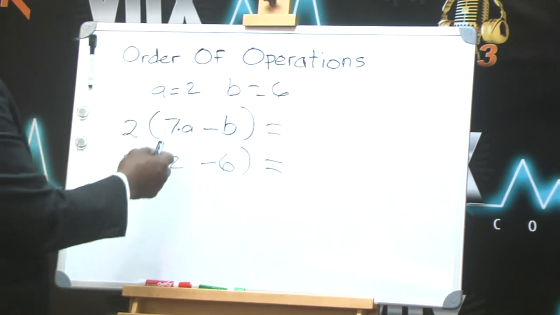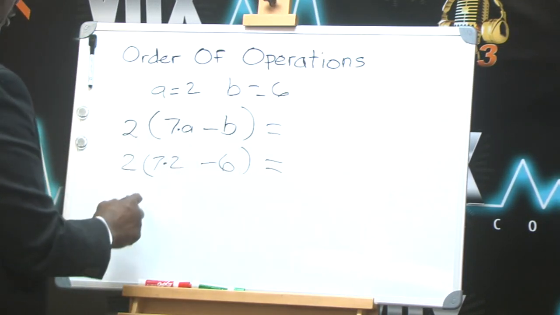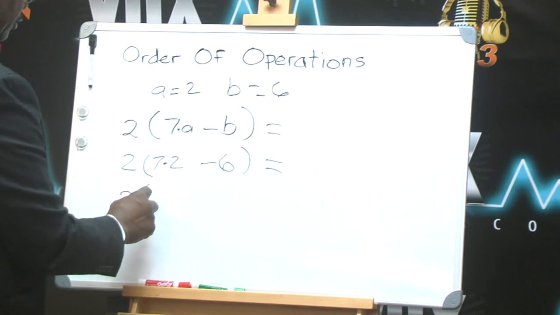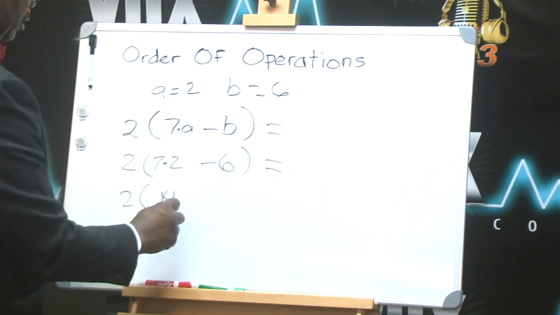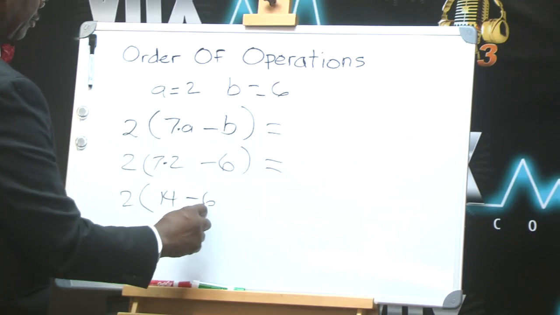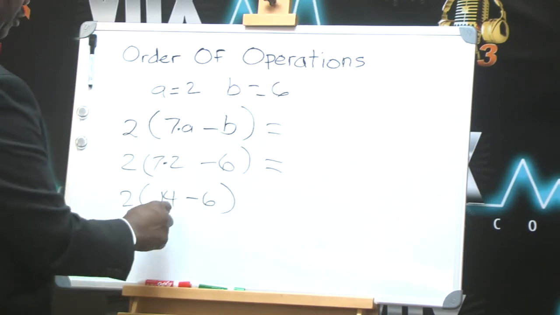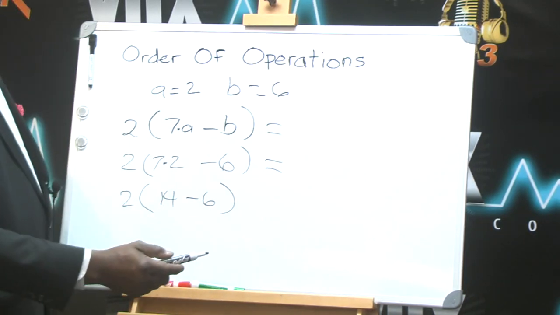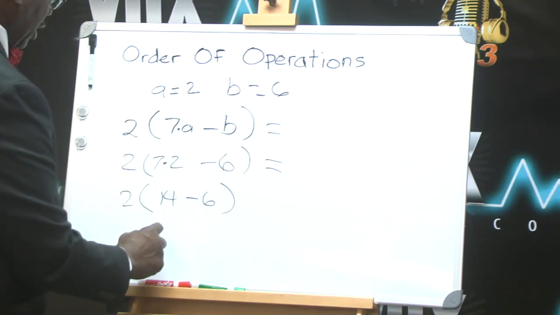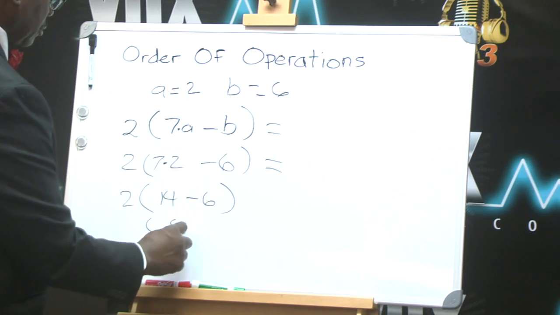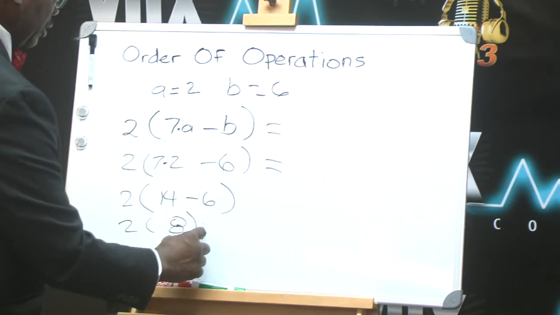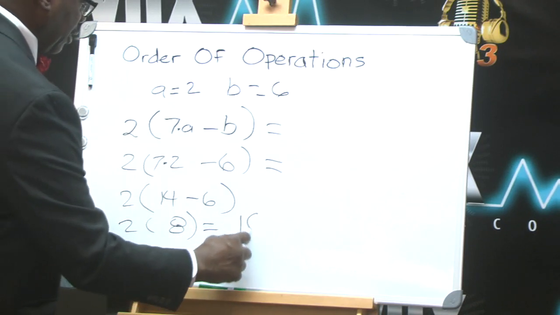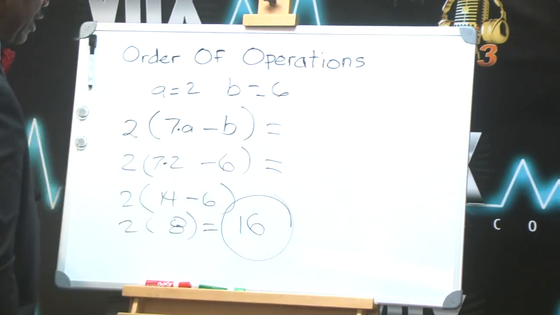First thing we do, inside these parentheses, multiply. We do what's in the parentheses first. That's 14 minus 6. And 14 minus 6 is still in the parentheses. So, again, 14 minus 6 is 8. And then 2 times 8, 16. And that would be our final answer.